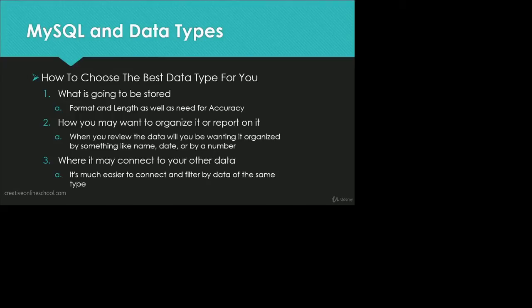Next, think about how you may want to organize the data. If you're storing a name and a date, sometimes you want it ordered alphabetically and sometimes you want it ordered by date, then you're going to need two separate data type containers.